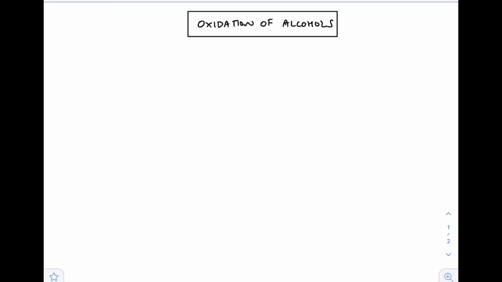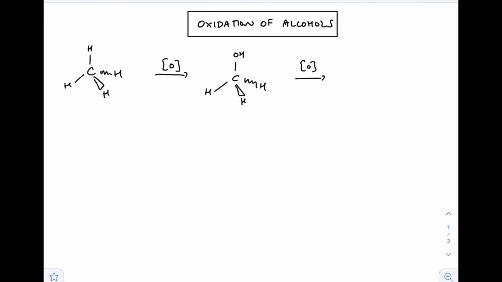All right, so this video is going to be on the oxidation of alcohols. We should know the oxidation reagents and the general process of oxidation of alkanes, right? So let's say we have methane, we oxidize that, we're adding an extra C-O bond while removing a C-H bond. That gives us an alcohol, and then we oxidize that, we can make an aldehyde. If we oxidize that aldehyde, we get a carboxylic acid.